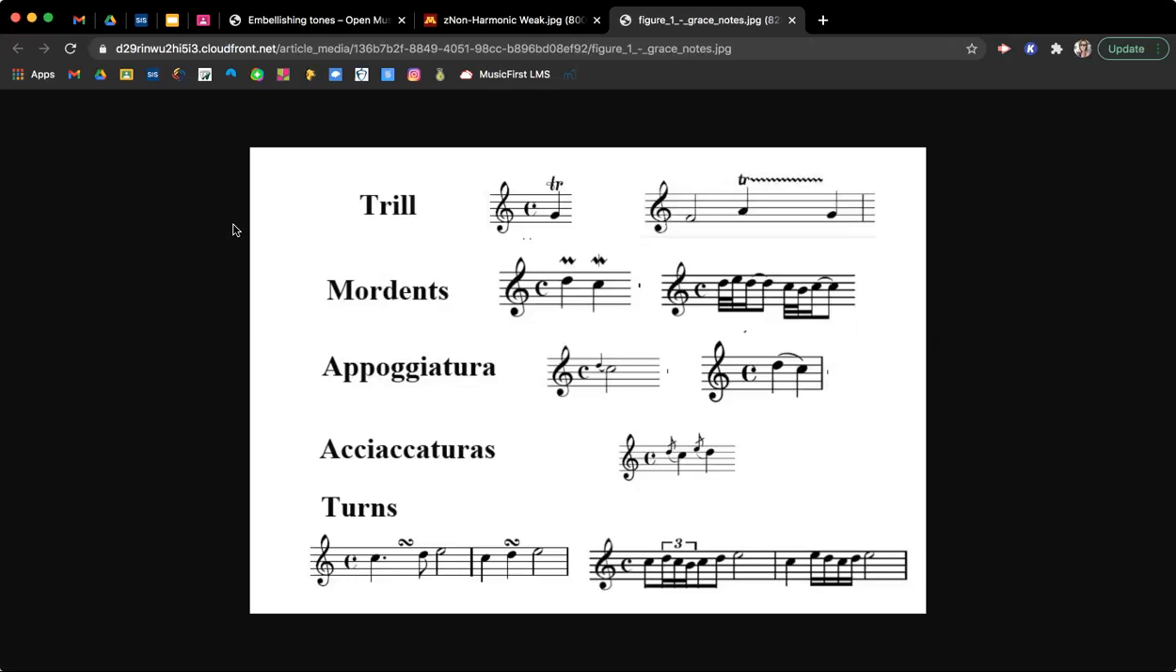So these are just some ideas of ornamentation and embellishments and how they relate to each other. If you would like to learn more, please check out chapter 16 from our textbook. That gives you more information on embellishing tones.